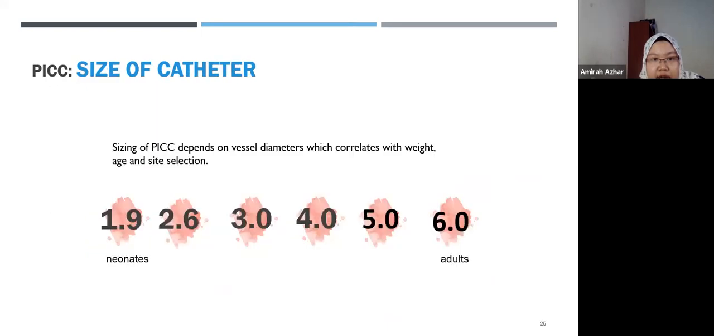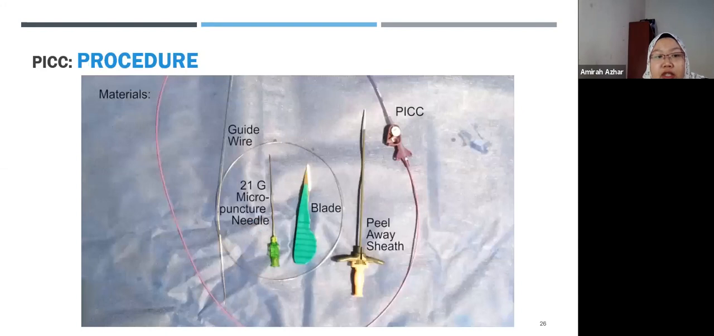For a patient in pediatrics, we must know the correct catheter that is suitable for him or her. So it is based on the age, the weight, and also the site of the selection. Usually, the size we use in neonate is 1 French, and for the infant we use 1.9 or 2 French, and we rarely use above 4 French because the lumen will be too big. Okay, next. So let's watch the procedure done in PICC.